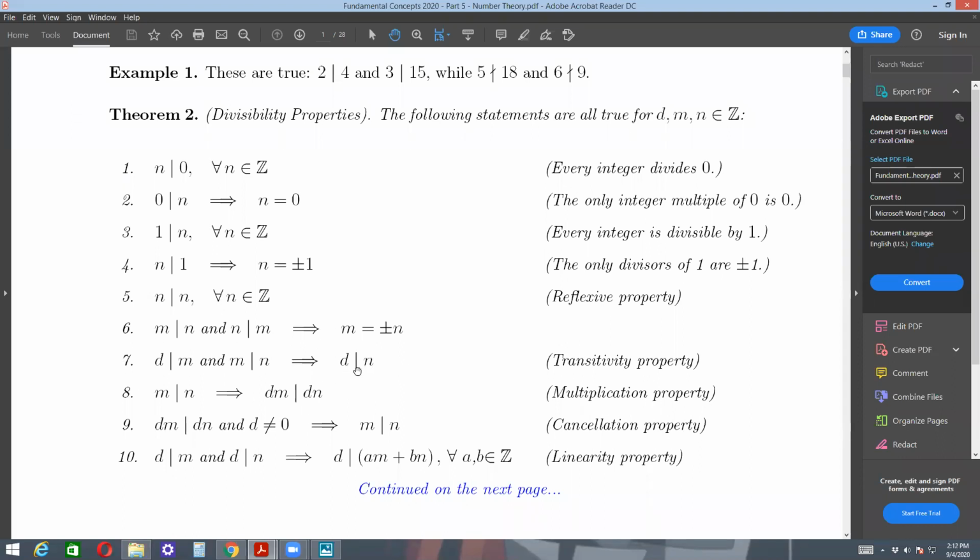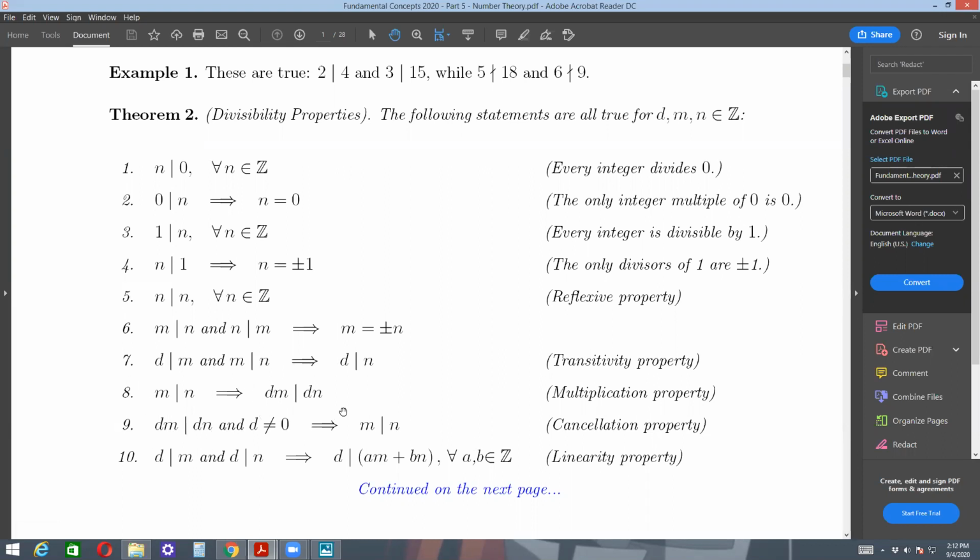The transitivity property is also important. Basically, if you have one integer dividing a second, and this second one divides a third, it means that the first must divide the third, right? And actually, this can be extended to any number. So if you had a fourth one, if n, for example, divided q, it would mean that d divides q as well.